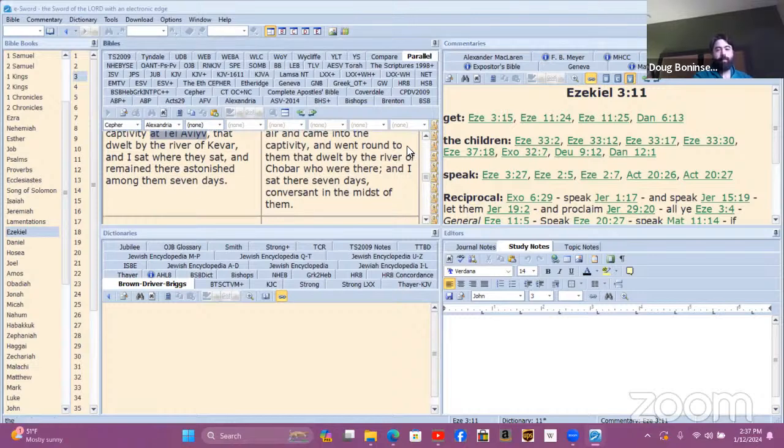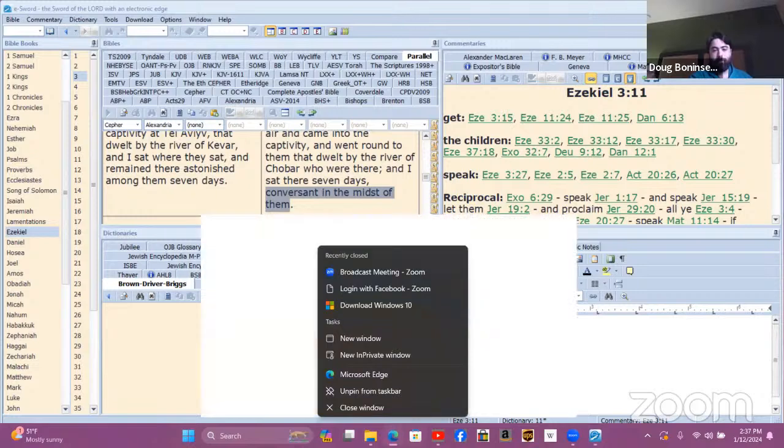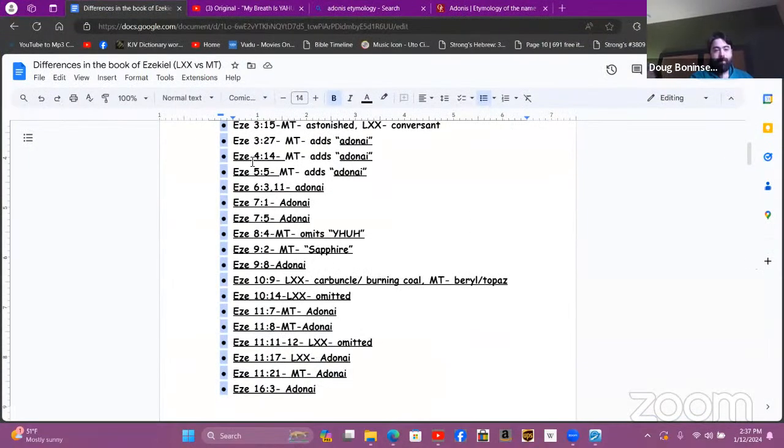But I think the bigger issue here, like I said, is that conversant means you're conversing, you're talking to them. The Masoretic says that he was astonished among them, meaning that he would not have talked to them. He was astonished, he was astounded. So there's a really weird difference in wording there, for whatever reason.